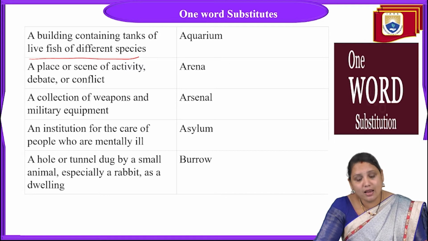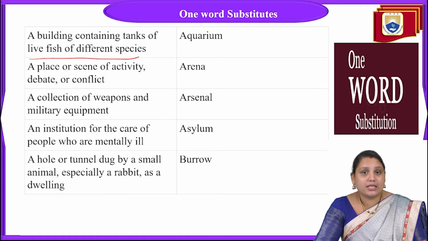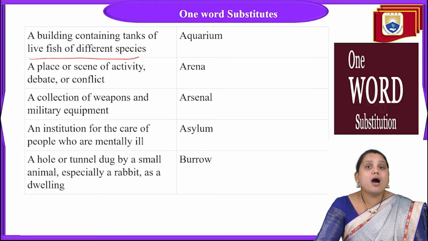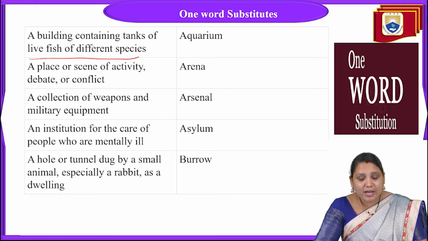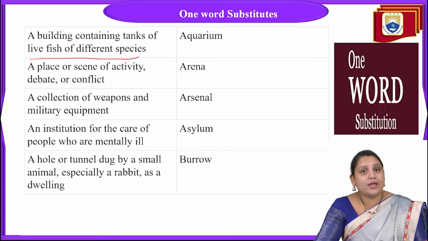Then comes asylum, an institution for the care of people who are mentally ill. Next comes burrow, a hole or tunnel dug by a small animal, especially a rabbit, as a dwelling.